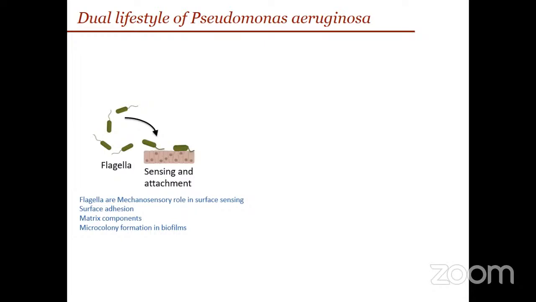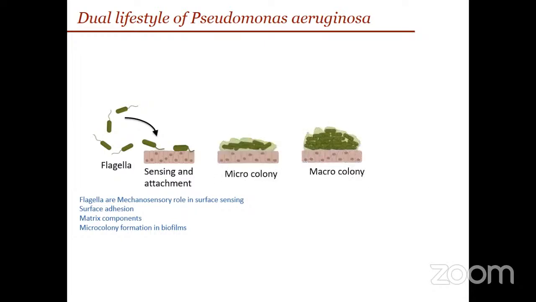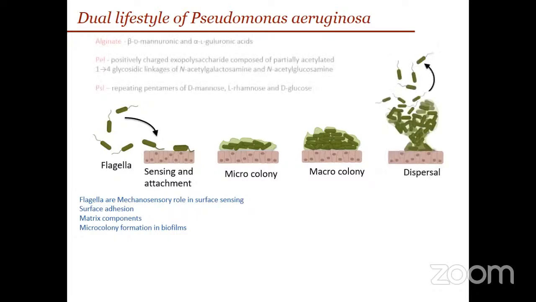It is also part of the matrix component, and it is also important for the next stage, which is microcolony and macrocolony formation. So this is the next stage of biofilms. And as you can see here, the bacteria become aflagellate, which means flagellar genes are downregulated, and they become encapsulated in this matrix, which is made up of exopolysaccharide. All these exopolysaccharide matrix genes become upregulated when the bacteria transition from the planktonic flagellated form to the biofilm form. This is then followed by the final stage, which is dispersal, where some of the bacteria will be released and they can then cause infections at fresh sites.